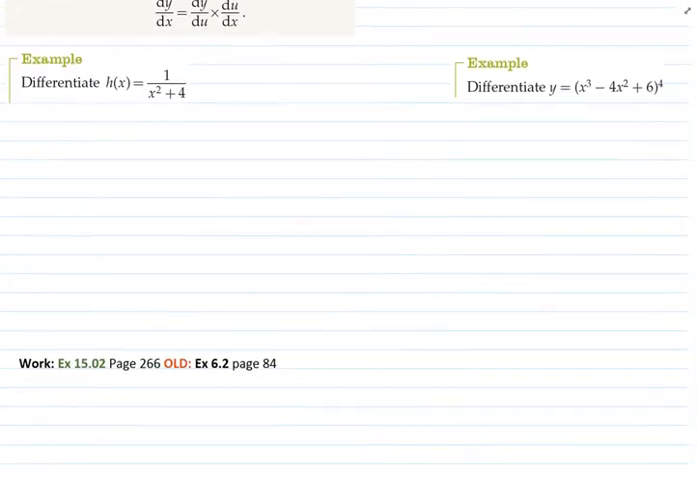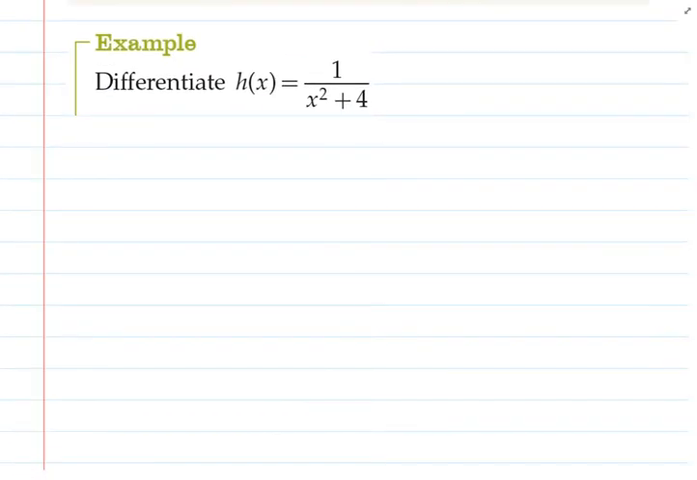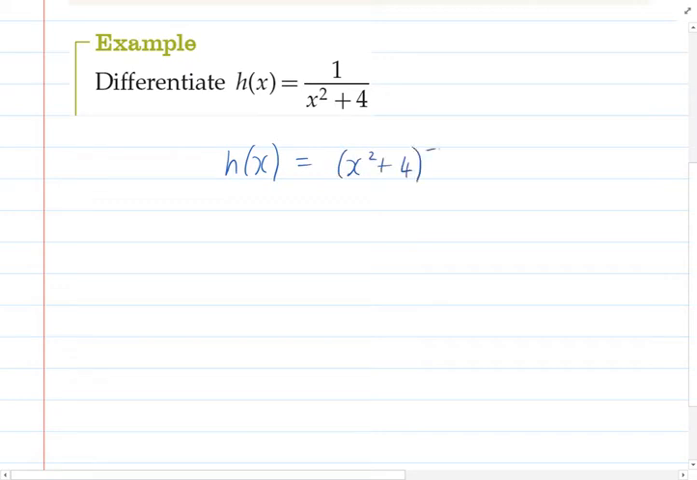So let's look at our first example here, where we've got h of x equals 1 over x squared plus 4. The first thing I'm going to do here is write it as h of x equals x squared plus 4 to the power of negative 1, simply because I can apply rules about powers here more easily rather than have it as a fraction. Now what we have to recognise is that in the form it's in at the moment, I can't differentiate it because I wouldn't know what to do with this power here.